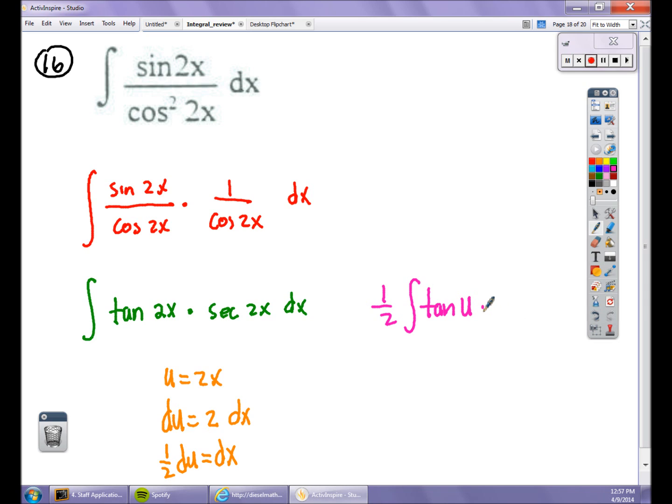And the integral of tangent secant should look familiar to you by now. We've done that enough times. That's one of the ones you have to memorize. The integral of tangent secant is secant of u plus c. Swap out the u for the 2x, and you're set.